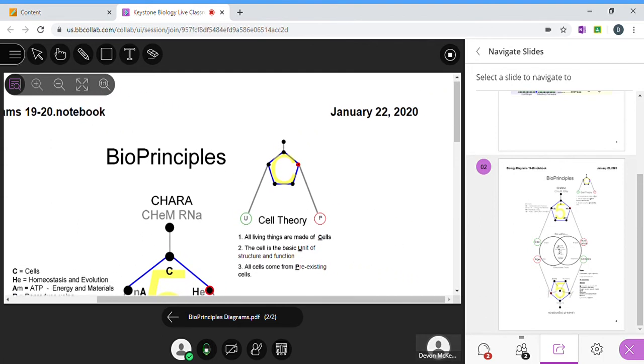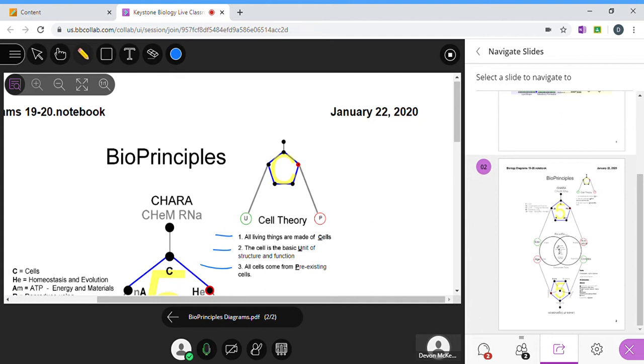Cell theory. Cell theory has three major points to it, and they are right here. Point number one, all living things are made of cells. If you're alive, you're made of cells. If you are not made of cells, you are not alive. Number two, the cell is the basic unit of structure and function.